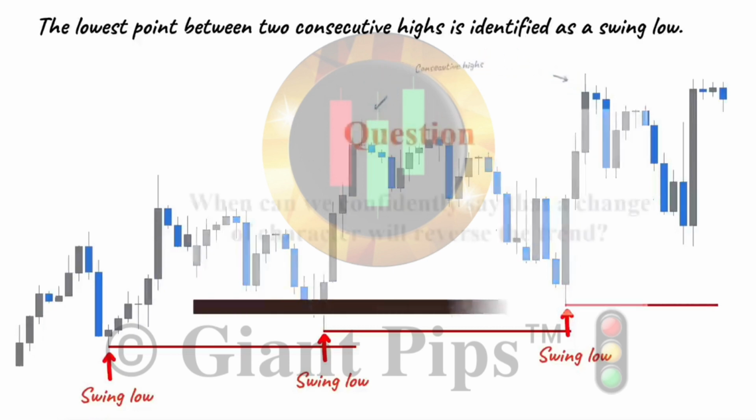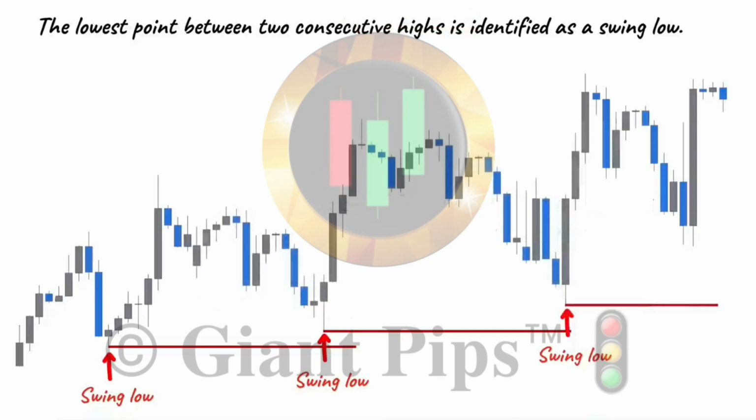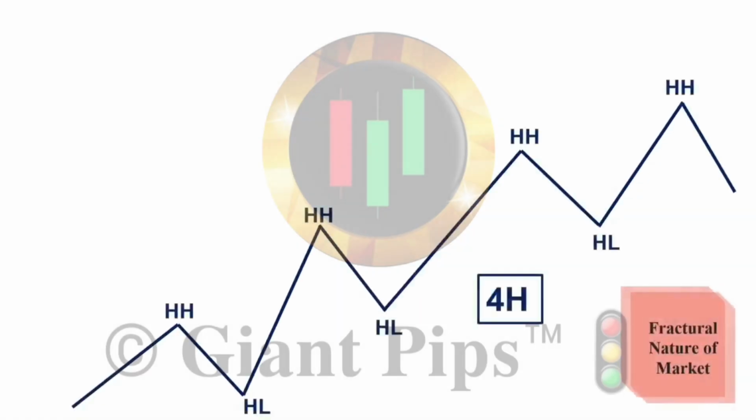Now here comes another question. When can we confidently say that a change of character will reverse the trend? To answer this question, you need to understand the fractal nature of the market. Imagine we have an obvious uptrend in the 4 hours time frame with a series of impulsive and corrective moves. Market continuously makes new higher highs and respects the higher lows.